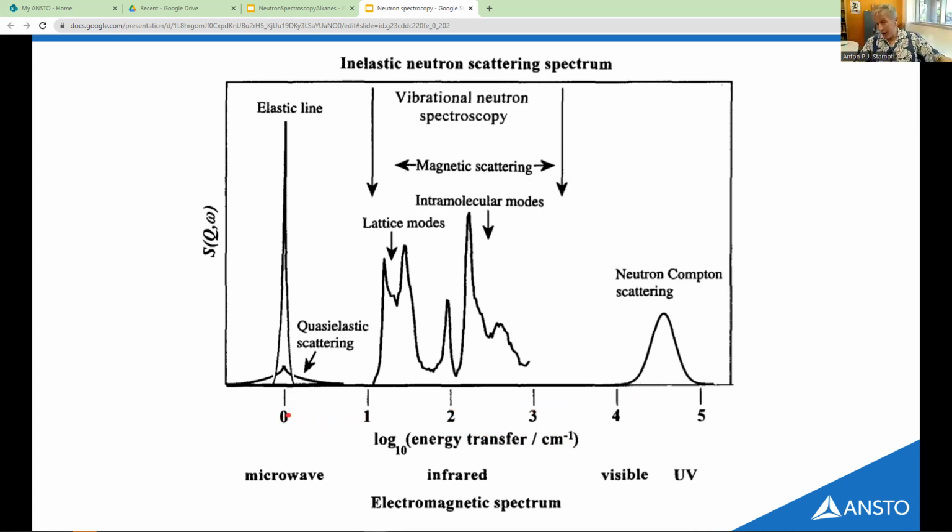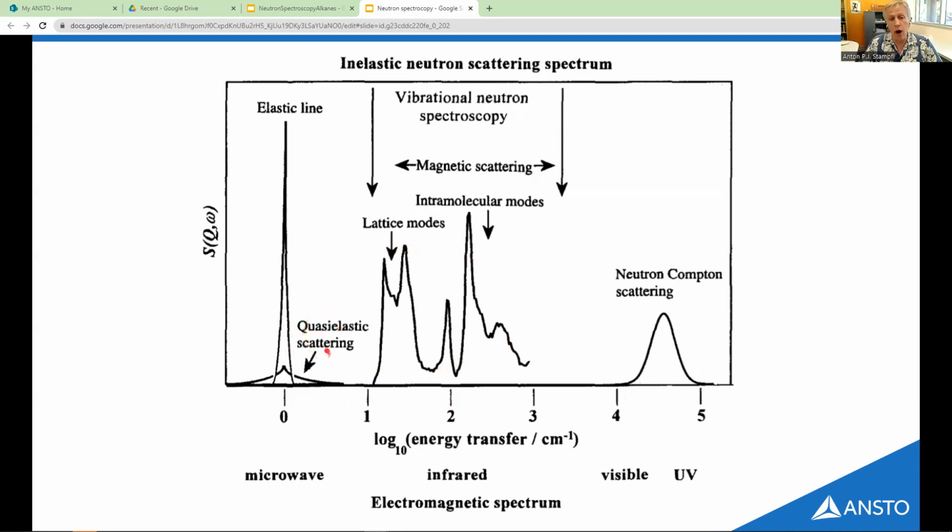Another way of looking at it is that this 0 means 0.1 meV. This 1 means 1 meV. 2 means 10 meV. Sorry, maybe I've got it a bit wrong. And then 5 means 10 eV. So you're going from micro eV right up to 10 eV. So it's a huge spectrum. We cover this range here at ACNS.